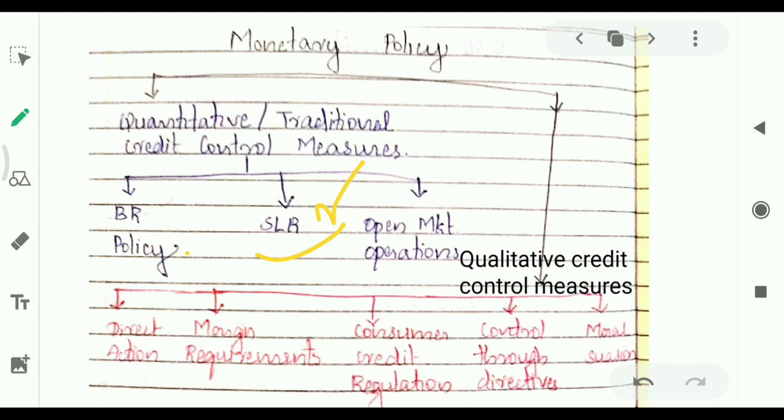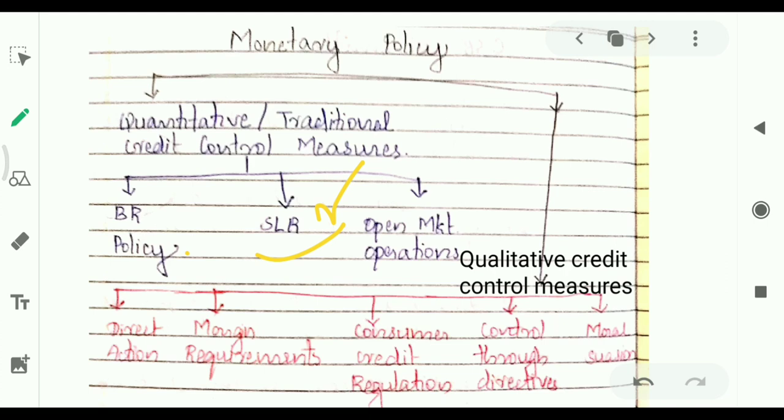Now, the bank rate policy is the rate of discount at which the central bank will discount first class bills, or the rate at which the central bank is willing to lend money to commercial banks. Now, there are varieties of interest rates in the economy. We have three kinds of interest rate. The first one is the bank rate, which is the rate at which the central bank advances loans to the commercial banks. Next comes the market rate.